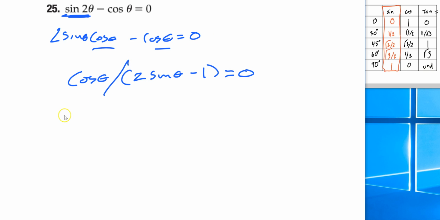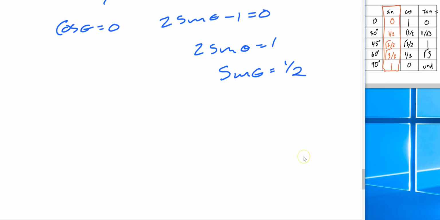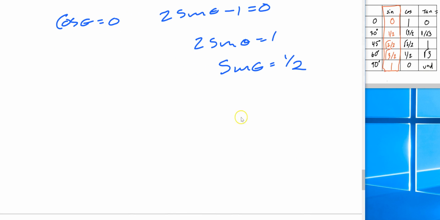And then we split. Cosine theta equals 0. 2 sine theta minus 1 equals 0. Solve this one. 2 sine theta equals 1. Add 1. Divide by 2. Sine theta equals 1/2. Now again, I don't care how you solve this. Any way you want to do it's fine.